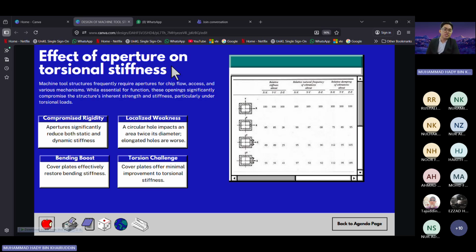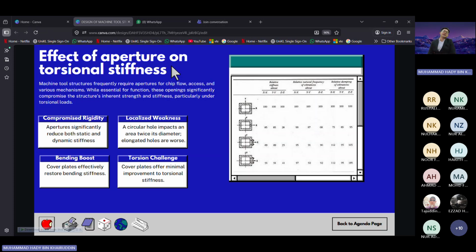Now, here is the most important lesson for design engineers. To fix this hole, we often use cover plates. The good news about these plates is that they provide a bending boost. They effectively restore the stiffness needed to keep the part from sagging or bowing.